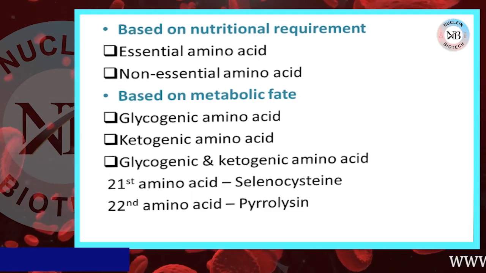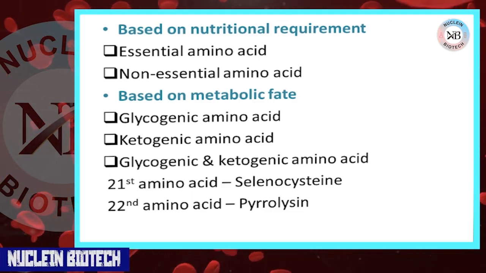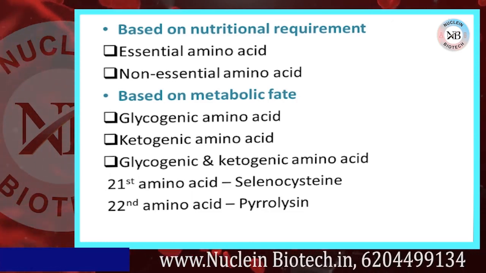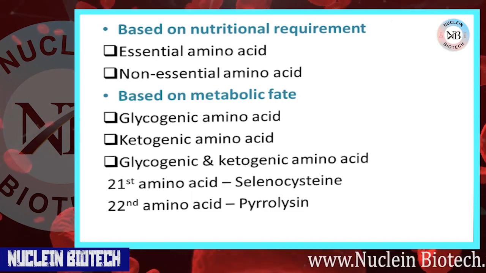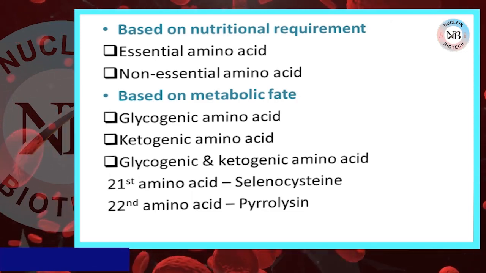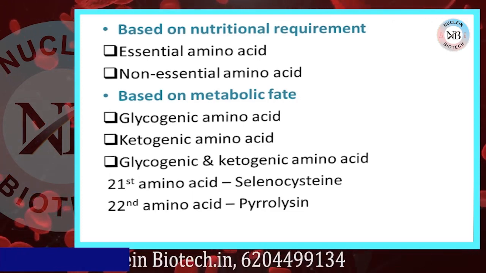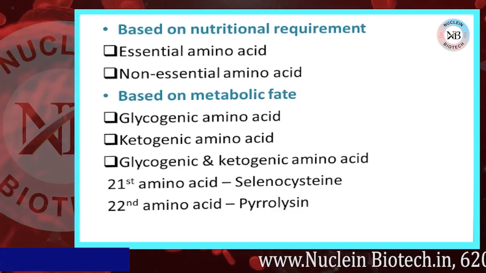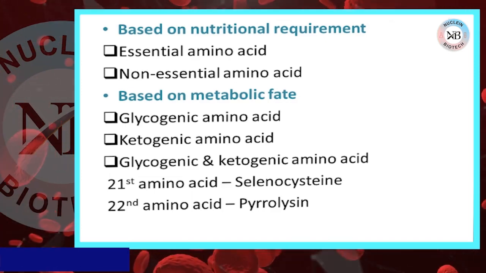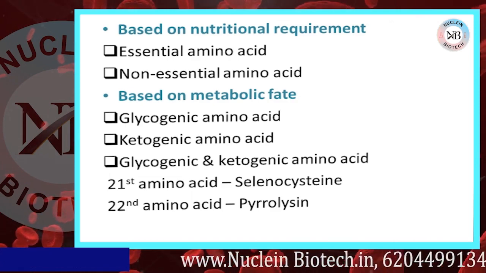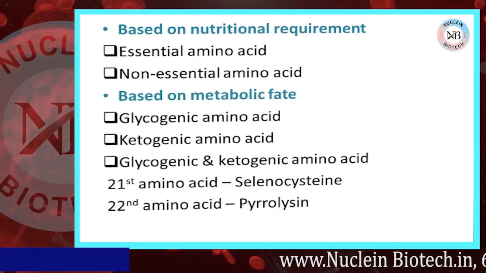Now 21st amino acid is selenocysteine. It is found at the active site of certain enzymes or protein, selenoprotein. Incorporation of selenocysteine into the protein during translation is carried out by the codon, namely UGA. UGA is a stop codon that terminates protein synthesis. It is generated from serine directly on the tRNA and thus incorporated into proteins.